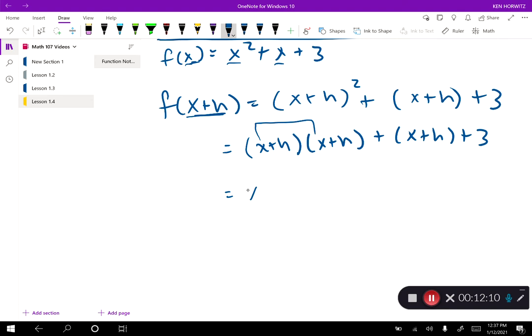x times x is x squared. It's plus 2xh plus h squared plus x plus h plus 3. And then I'm looking quickly at this and I'm saying I have no like terms here. x squared and x, not like terms. I have h squared and h, they're not like terms. And 2xh, there's no xh's anywhere else. So this is where I would end.